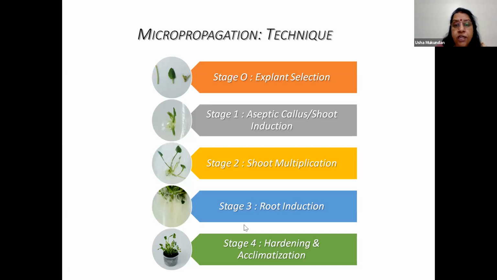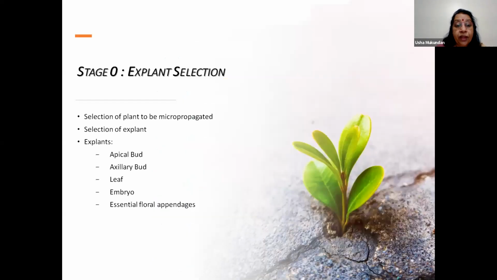So we will be studying each of these stages separately and how these stages have their own challenges. Now, explant selection. Before explant selection, what you choose as your mother plant is again important. So the mother plant should be an elite variety.